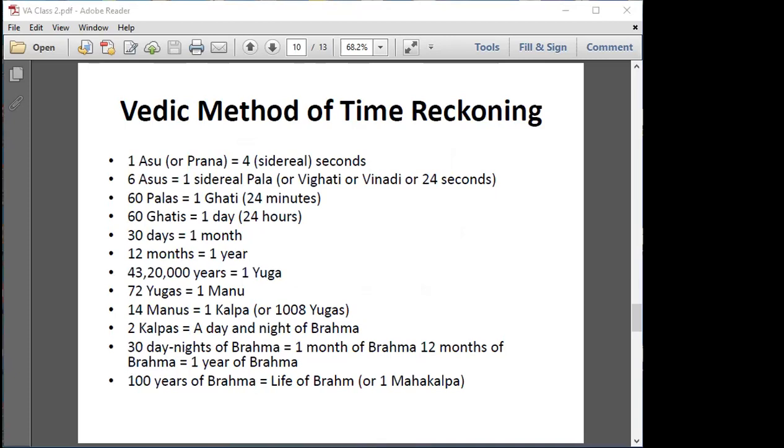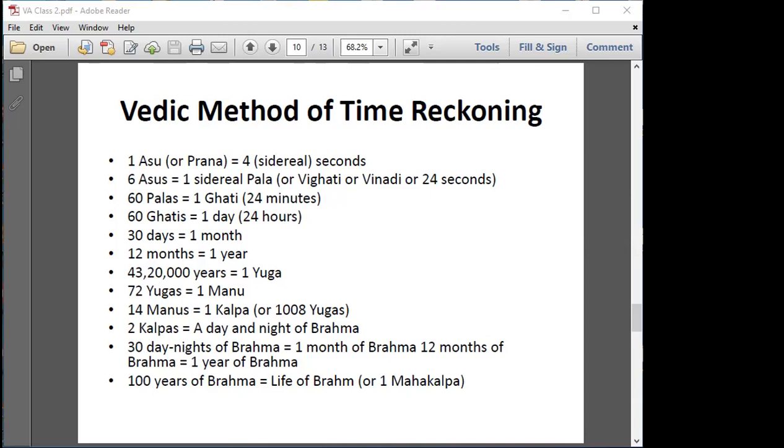1 asu or prana is 4 sidereal seconds. 6 asus is 1 sidereal pal, or vigati, or vinadi. 60 pal is 1 ghati. 60 ghati is 1 day. 30 days is 1 month. 12 months is 1 year. 43 lakh 20,000 years is 1 yuga. 72 yugas is 1 manu.